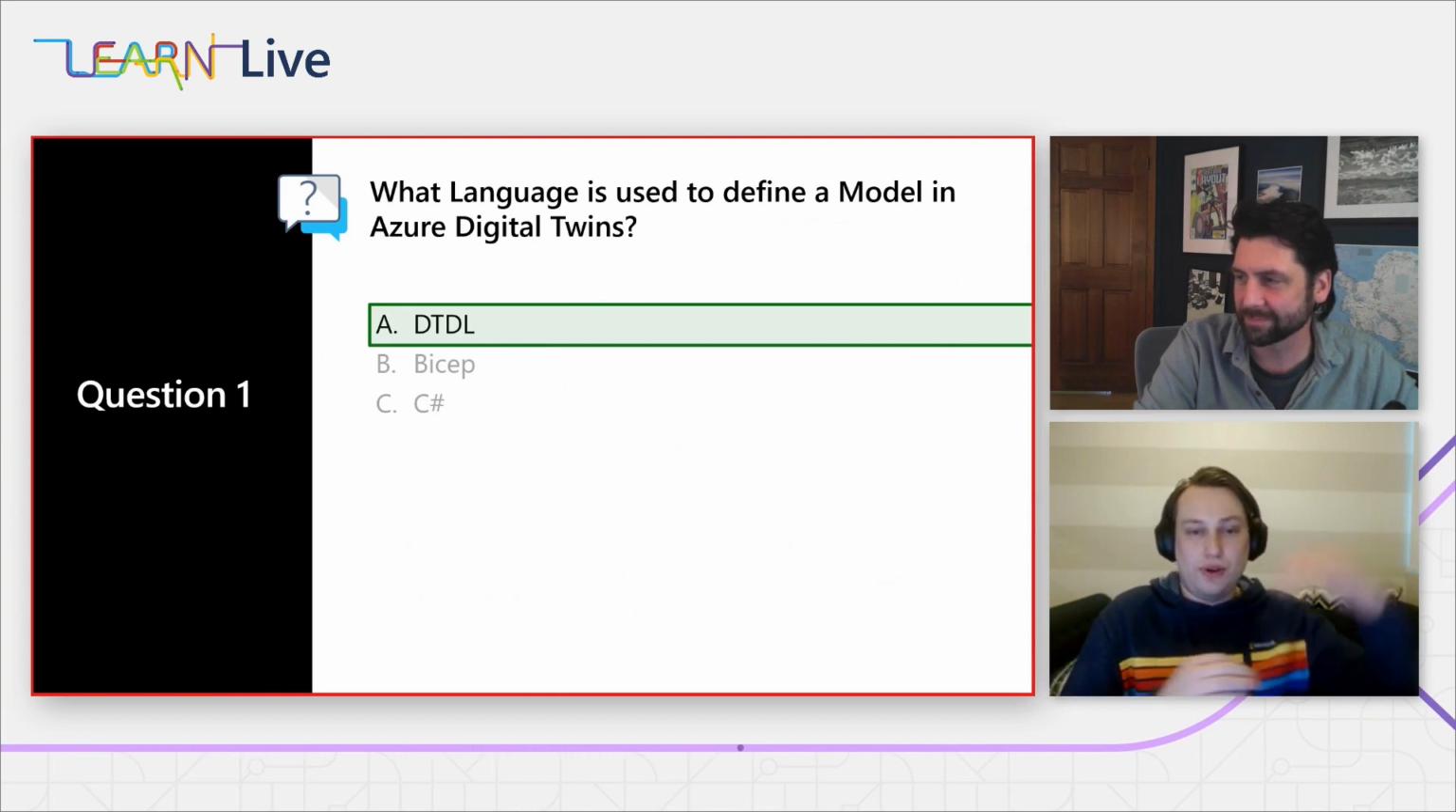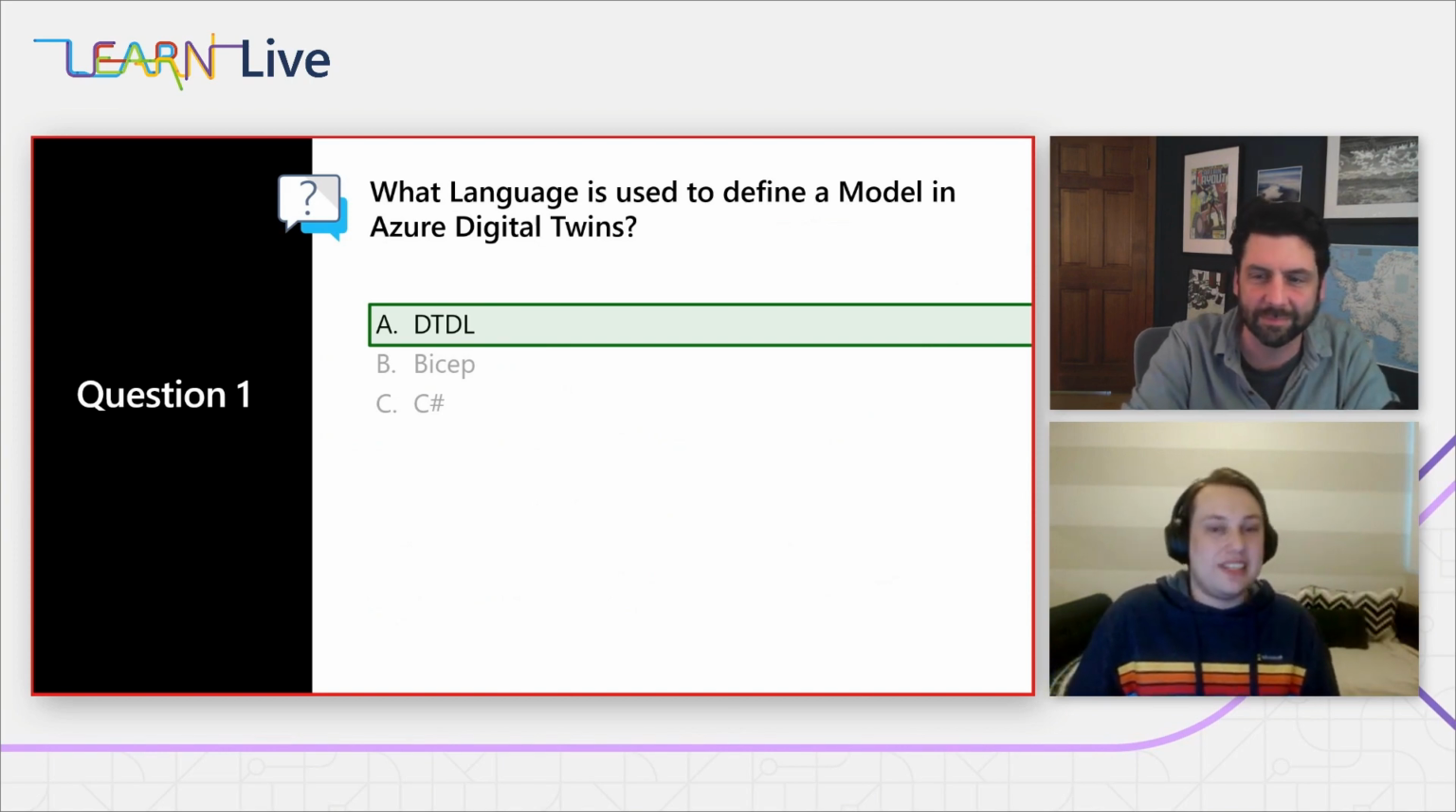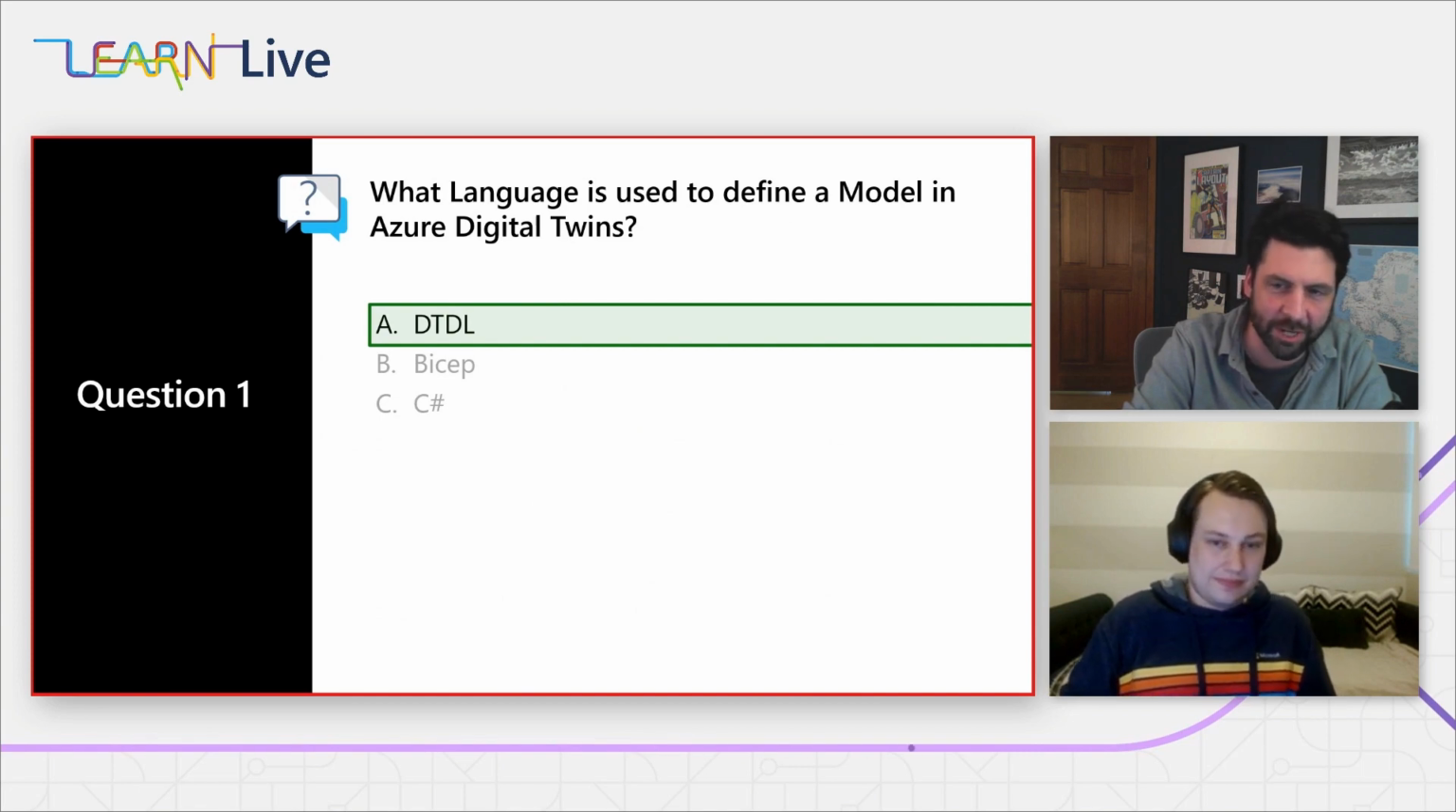If anyone's done any kind of object-oriented programming, it's very similar to a class. Just like we saw before with that wind turbine diagram, it had a bunch of properties that we push in there, and we can instantiate hundreds of wind turbines based on this model that we build in DTDL language.